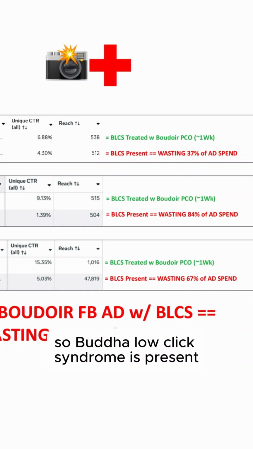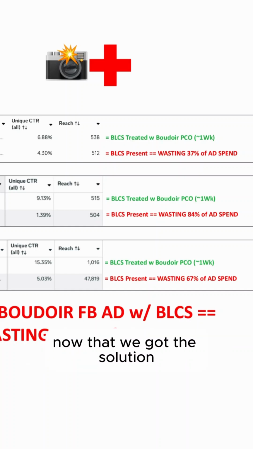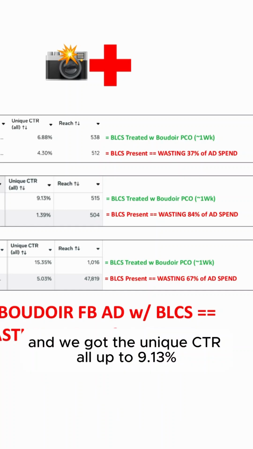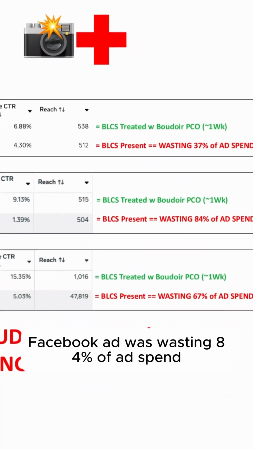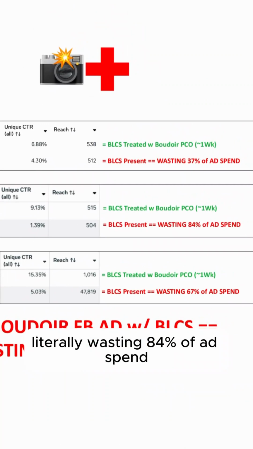So we know that it's under 6% unique CTR, so BLCS is present, and Boudoir, so Boudoir low click syndrome is present. Now that we've got the solution, we treat it with Boudoir Pico, takes about a week, and we got the unique CTR up to 9.13%. So we found out the original Boudoir Facebook ad was wasting 84% of ad spend.